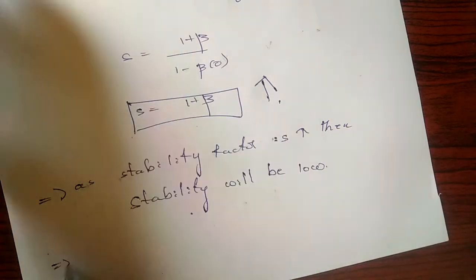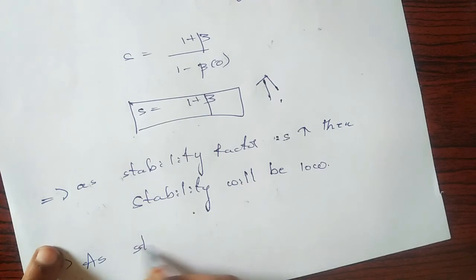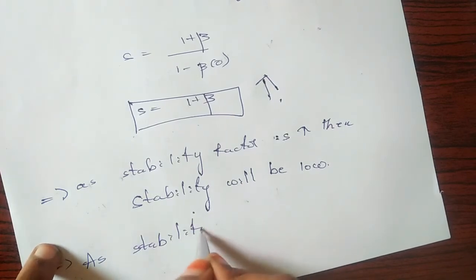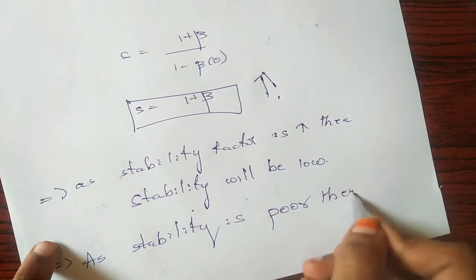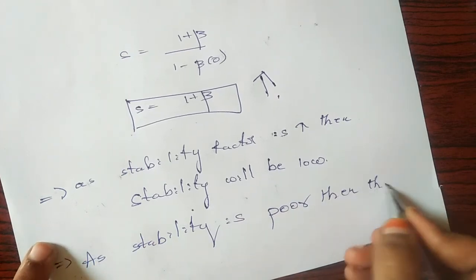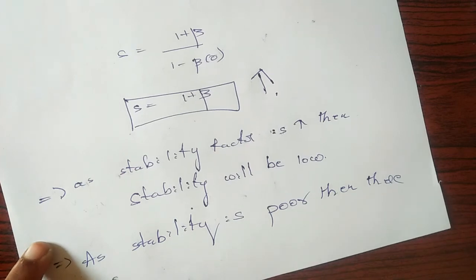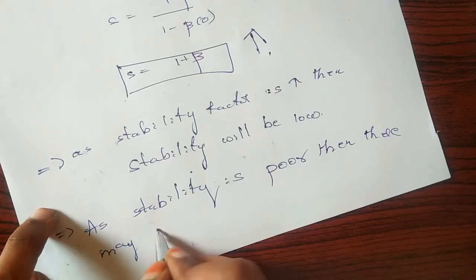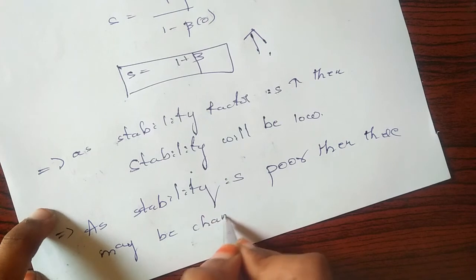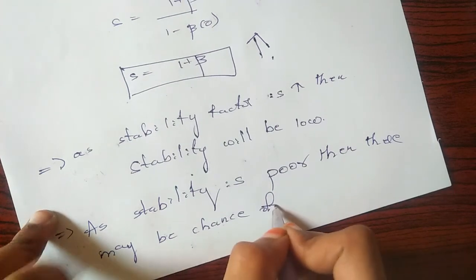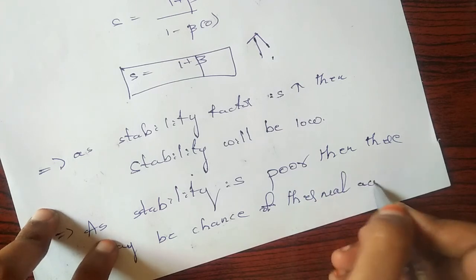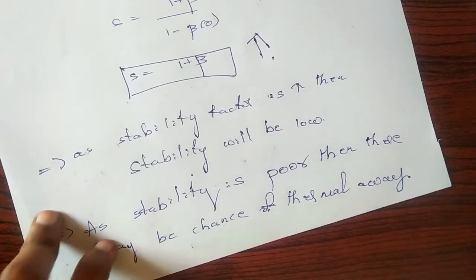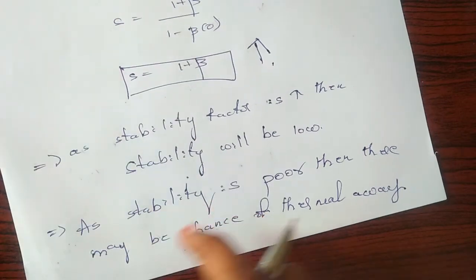So as stability is poor, there may be a chance of thermal runaway. If thermal runaway occurs, then the transistor may burn out. So there may be chances that the transistor may burn out.